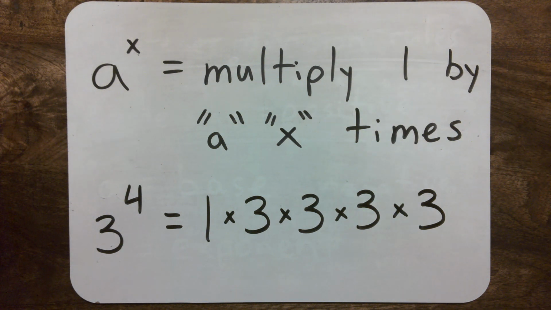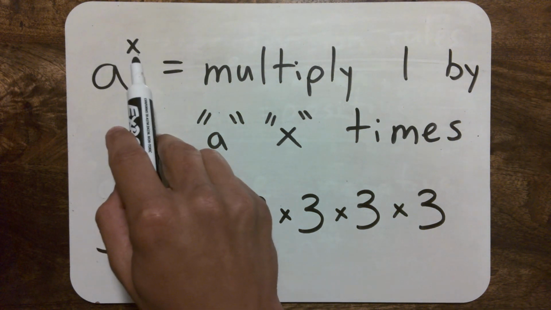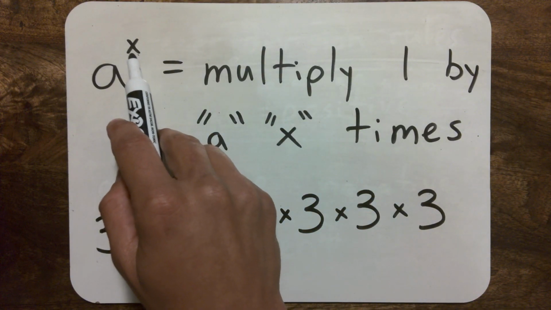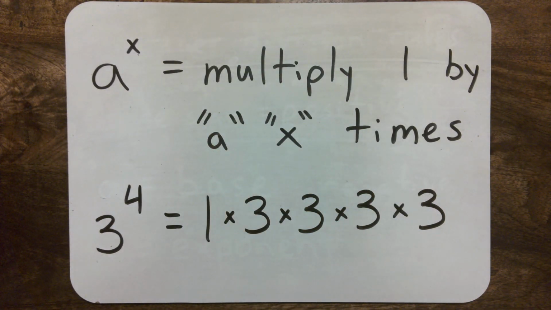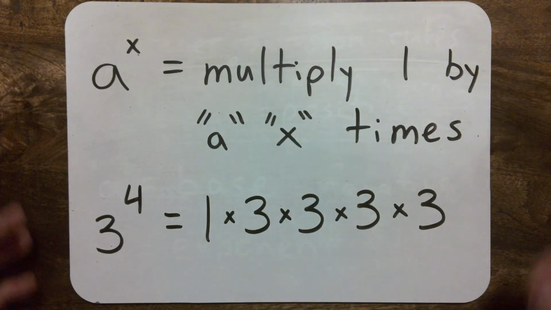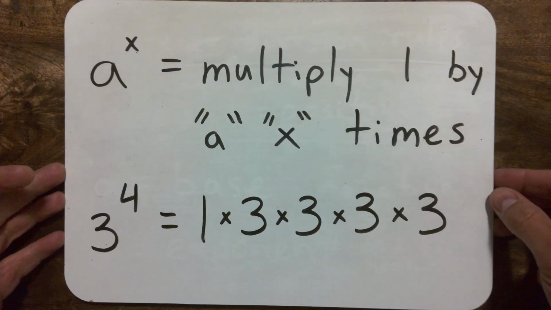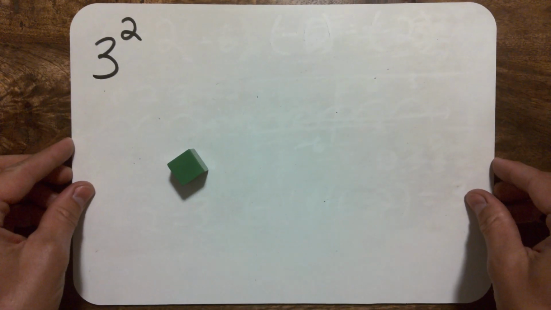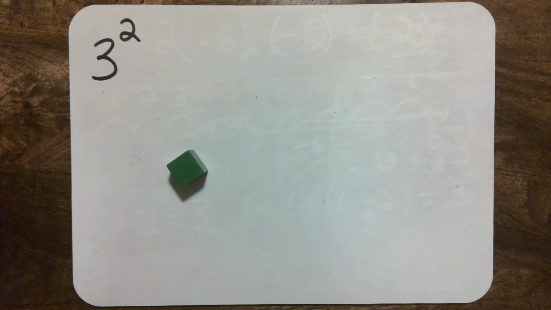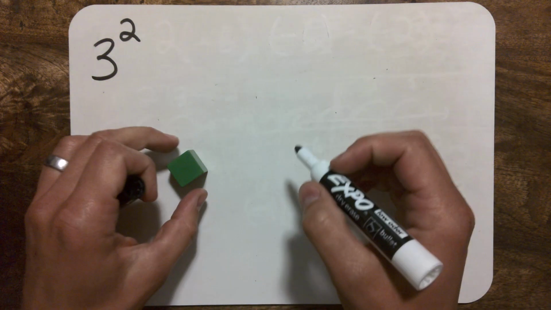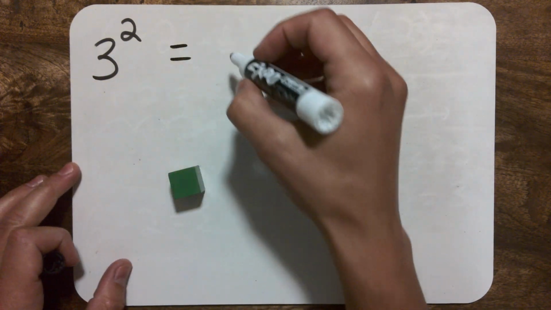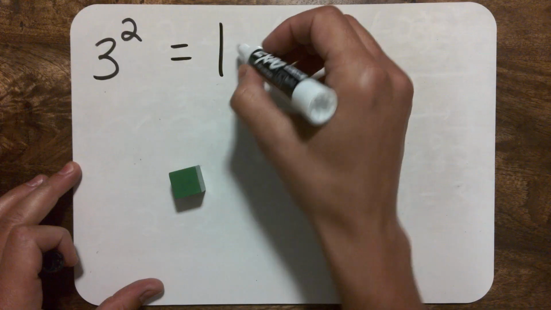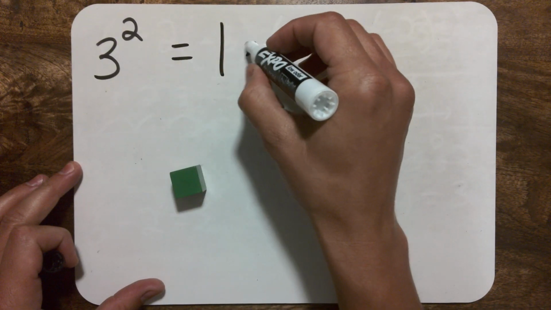Okay. So we're going to go over integer exponents. Integer exponents just means that our x here, that exponent, will be either a whole number or the opposite of a whole number, but we won't have any fractions or decimals, no rational exponents yet. The first case that we're going to look at is 3 to the 2nd power, or 3 squared. Again, how we want to interpret this is we're going to multiply 1 by 3 2 times.